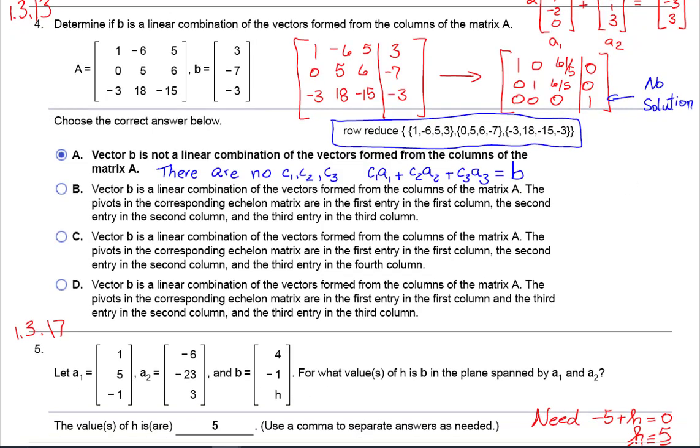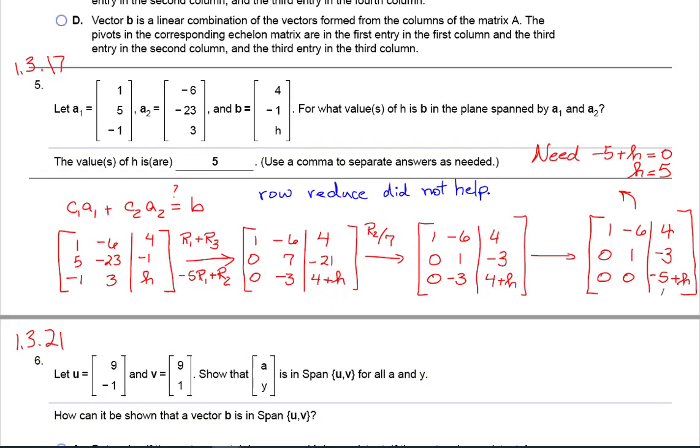In question 5, we have A1, A2, and here's B. So the question is this: for which value of H is B in the plane spanned by these two particular vectors? So what that means is if I form C1A1 plus C2A2, and I do this for all possible combinations of C1 and C2, if I did that, is B going to be one of those? Is it in the plane spanned by those two?